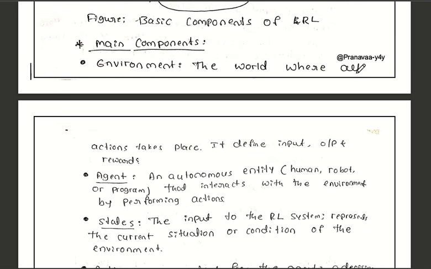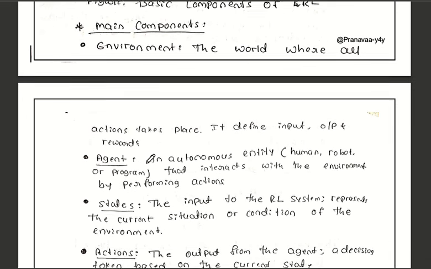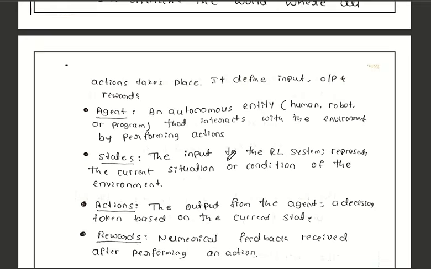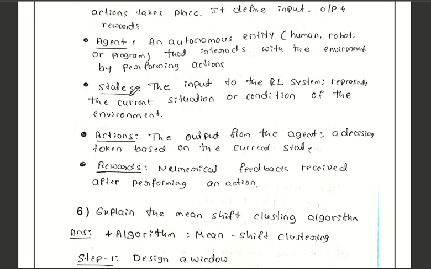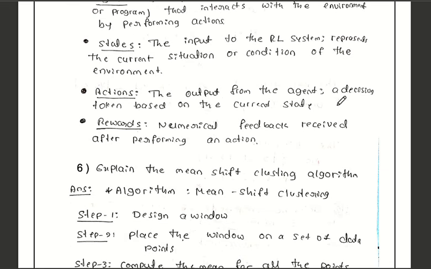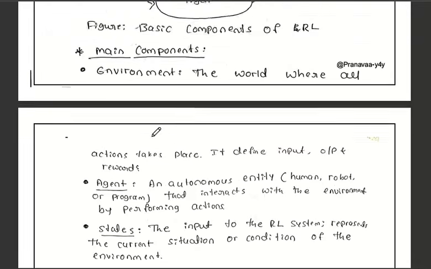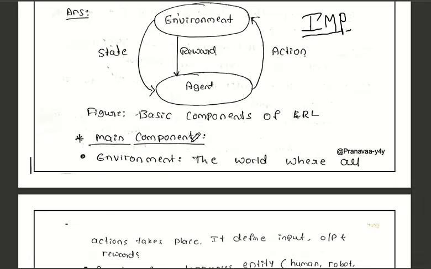The environment is where all actions take place; it defines the input and output rewards. Agents: an agent is an autonomous entity, human, robot or program, that interacts with the environment by performing actions. Then state: the input to the reinforcement learning system, representing the current situation or condition of the environment. The action is the output from the agent, the decision taken based on the current state. Then rewards: numerical feedback received after performing the action. These are the components of reinforcement learning.